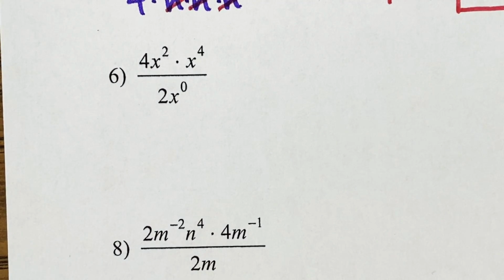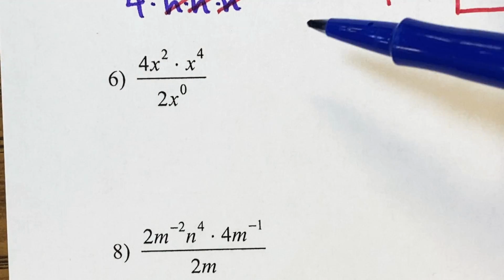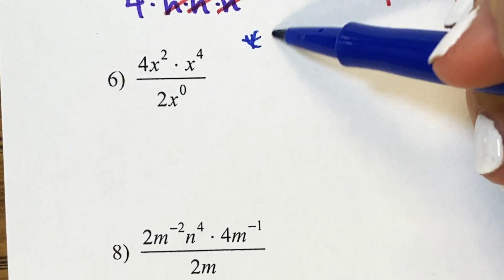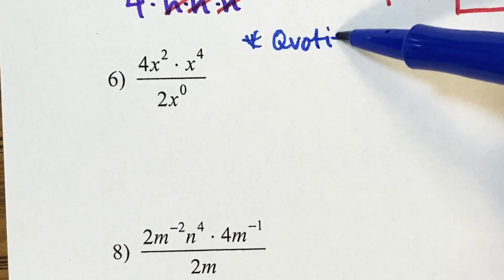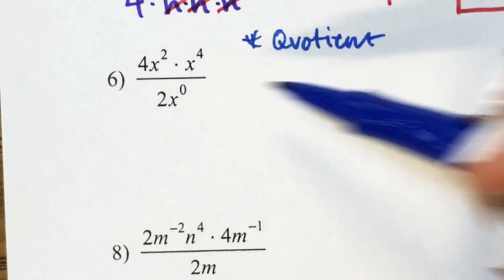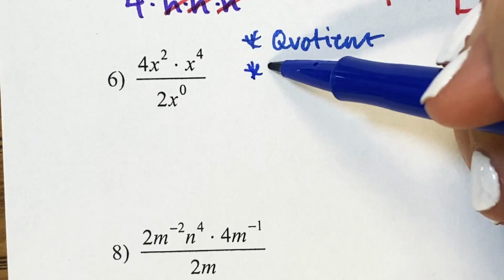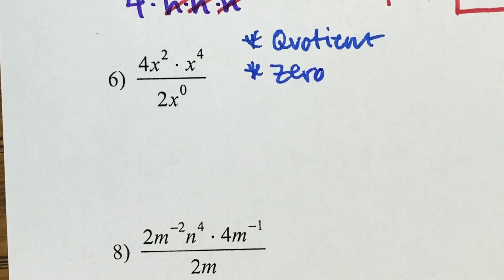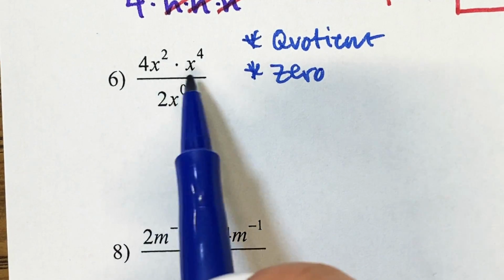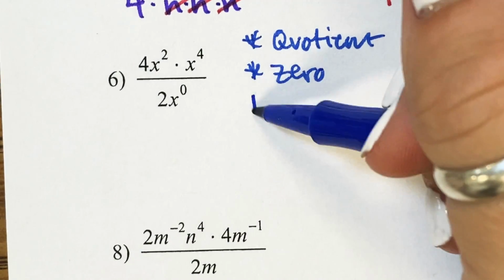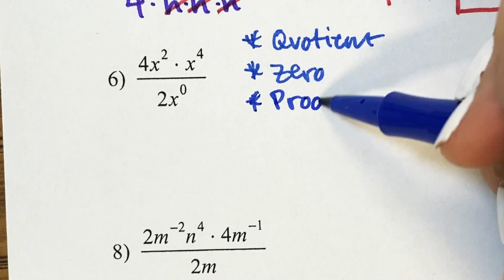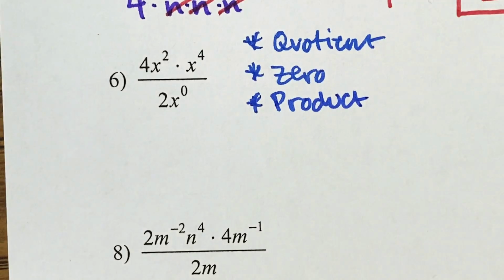Okay, so I see a couple of rules that I might have to use here, because that's the thing about exponent rules. You're going to get to a point where you have to use more than one, right? So I see a fraction bar, which tells me I'll probably have to use quotient rule. I see a 0 exponent, so 0 rule. And then I see 2 x's on top that might have to be combined, so that one is product rule, right? They're being multiplied.